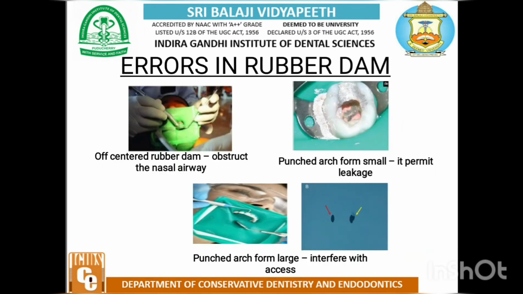An off-centered rubber dam causes obstruction of the nasal airway. Punched arch form small errors in the rubber dam. Off-centered rubber dam leads to obstruction of the nasal airway. If the punched hole is small, it permits leakage. If the punched hole is large, it interferes with the axis.